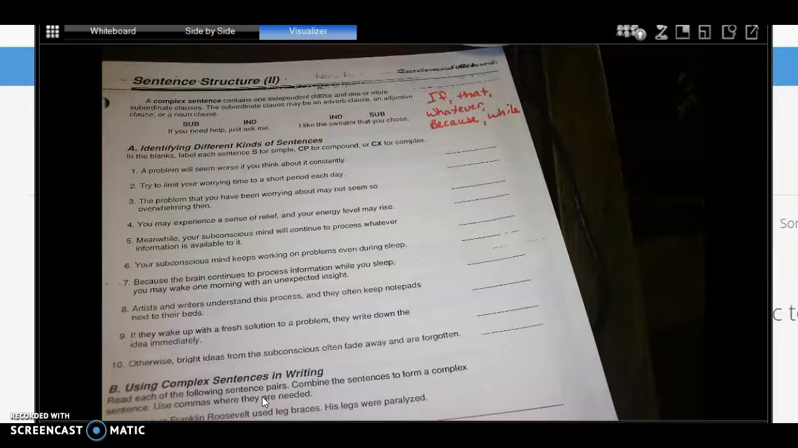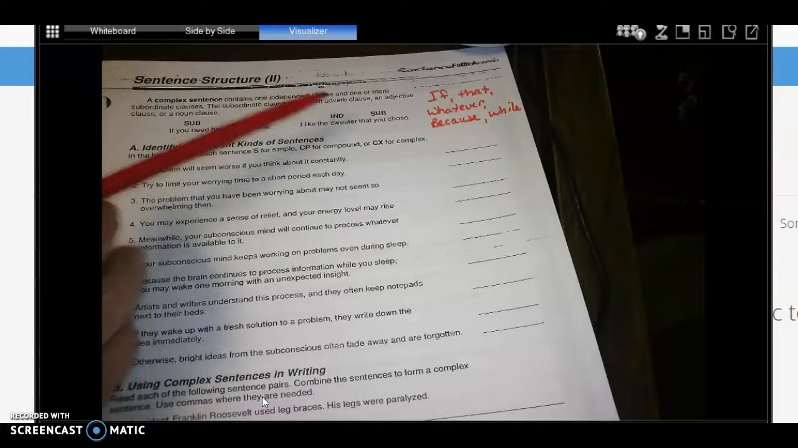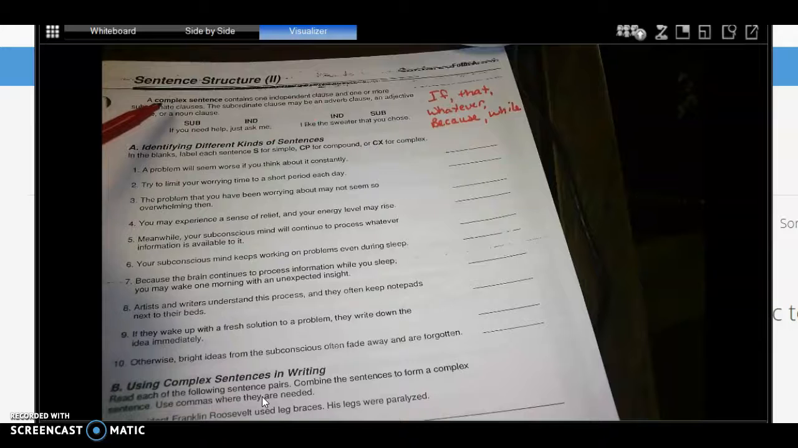Right, this is page 157, the second section that we're going to be looking at today. I'm going to be talking about complex sentences. A complex sentence is going to contain one independent clause, so one that could stand alone, and then one or more subordinate or dependent clauses. The dependent clause couldn't be a sentence by itself. It would be a fragment if you tried to do that.